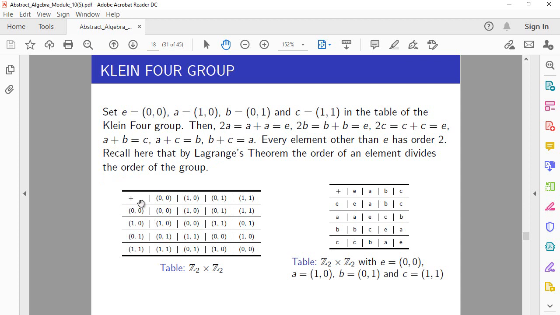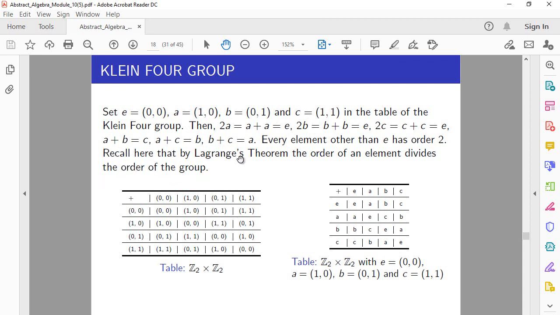Also notice that if we add A and B, we get C. If we add A and C, we get B, and if we add B and C, we get A. In other words, if you look at the non-identity elements A, B, and C, if we add any 2 of them, we get the third one.